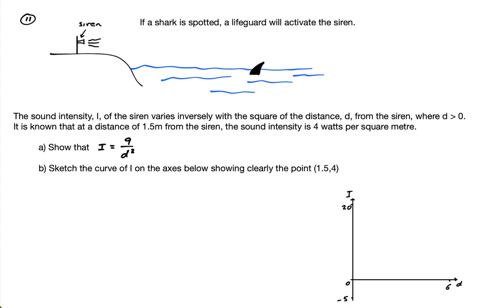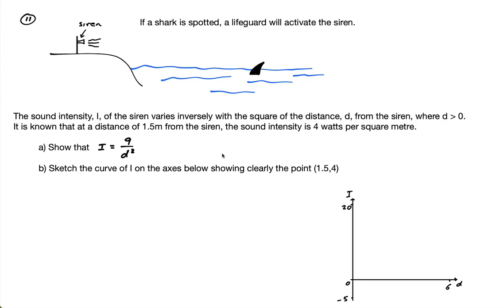Okay, question 11. If a shark is spotted, a lifeguard will activate the siren. Okay, nice to see what's going on. If you see a shark, there's going to be a siren. Great. The sound intensity I of the siren varies inversely with the square of the distance d from the siren, where d is greater than 0.